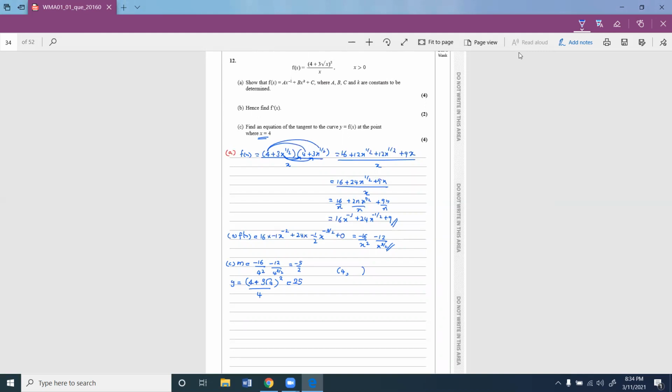Let me check whether this is correct. 4 plus 3 into 2 is 6. 4 plus 6 is 10. 10 squared is 100, divided by 4 is 25. So the y coordinate is 25, right? Let's go ahead with this further.